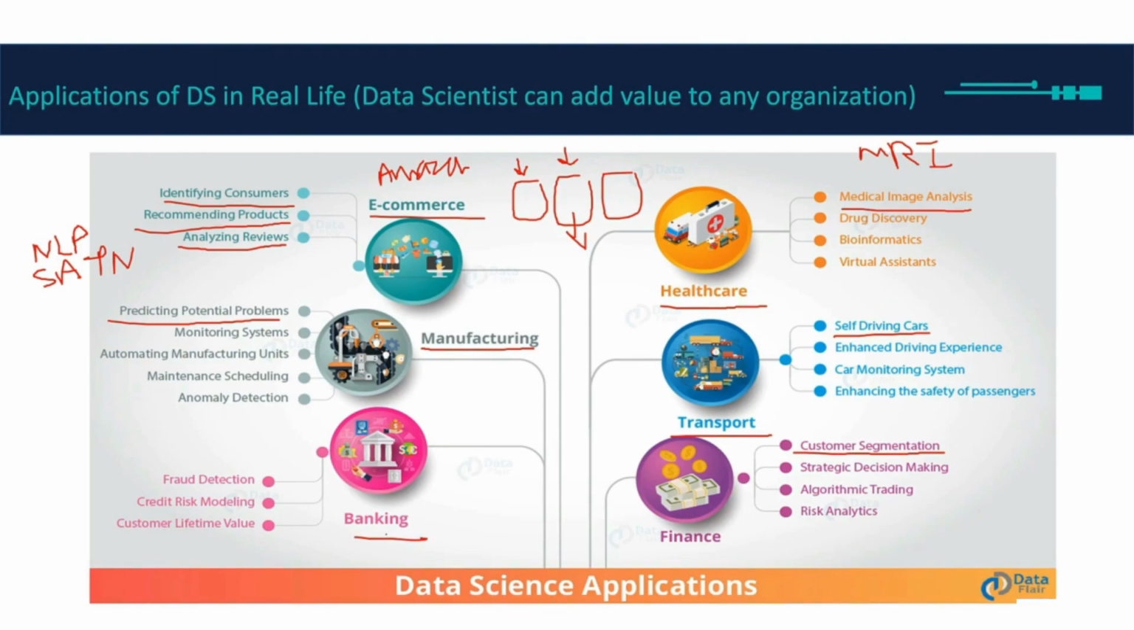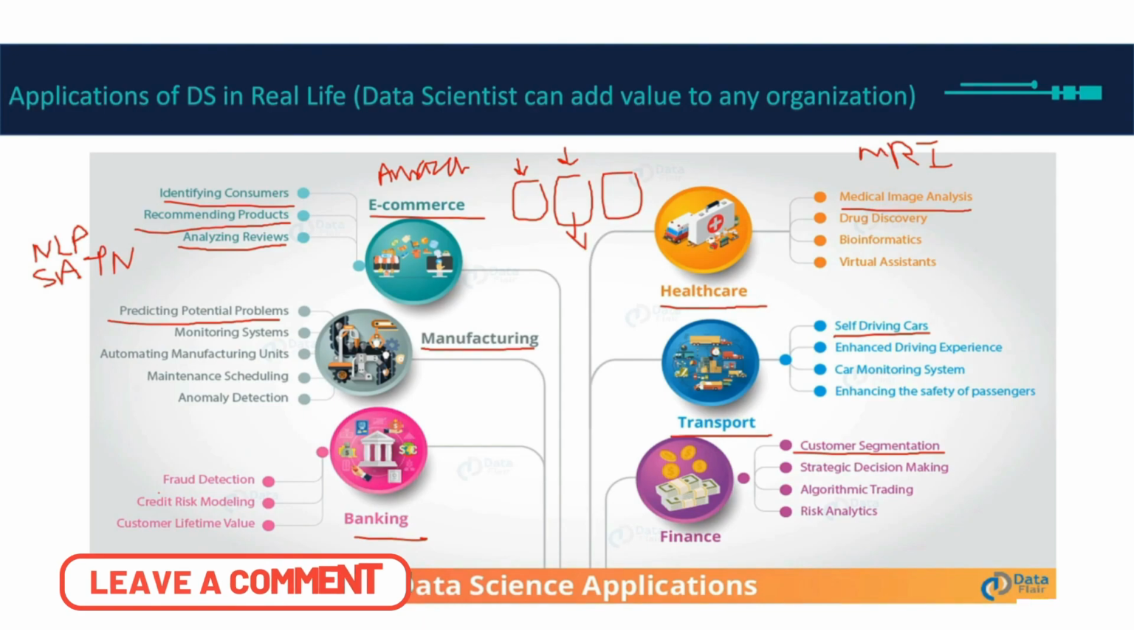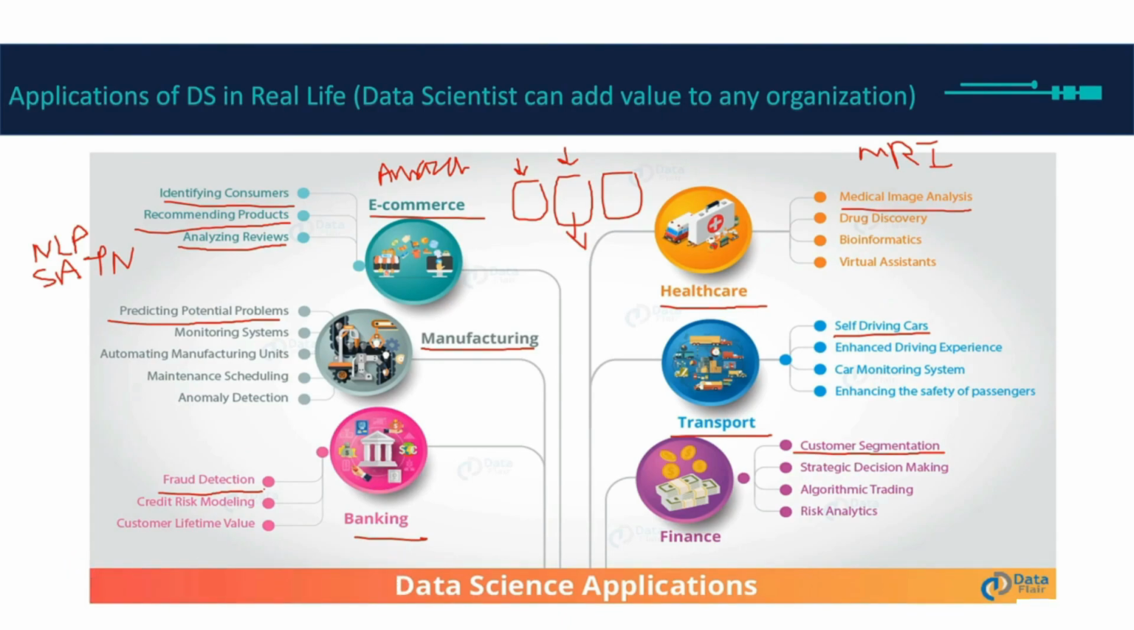And in banking, we have something called fraud detection. Let's say I always buy from secure websites like Amazon, eBay, but let's say for some reason I bought from an unsecure website, so the bank is immediately going to know that someone might be stealing my credit card, so they will stop that transaction. This is fraud detection.